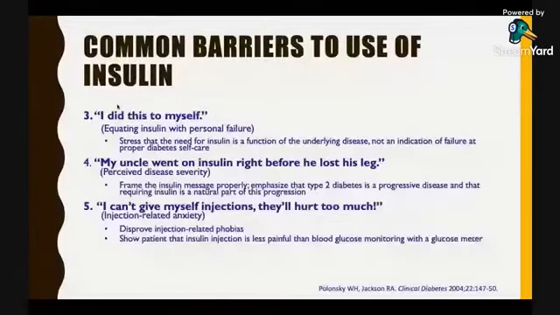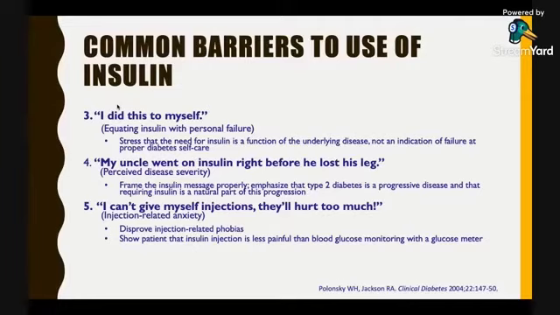"I did this to myself" is another very negative thing you will be hearing from patients, equating insulin with personal failure. So never do that to your patient. If the patient is doing this to himself, make him understand. At least what we doctors can do, don't do this to your patient. Don't make them feel that insulin is something of a punishment: if you are not following your diet, exercise, I will have to use insulin. So don't put it like that. Stress that the need for insulin is a function of the underlying disease, not an indication of failure at proper diabetes self-care.